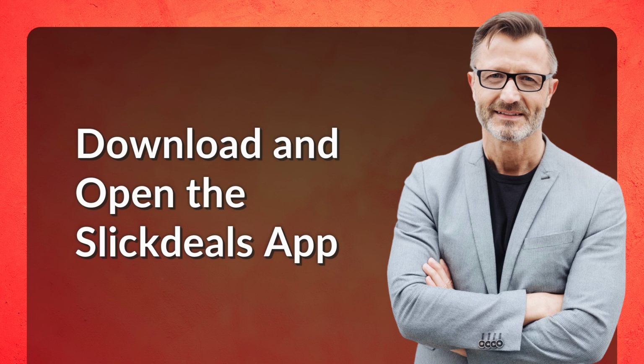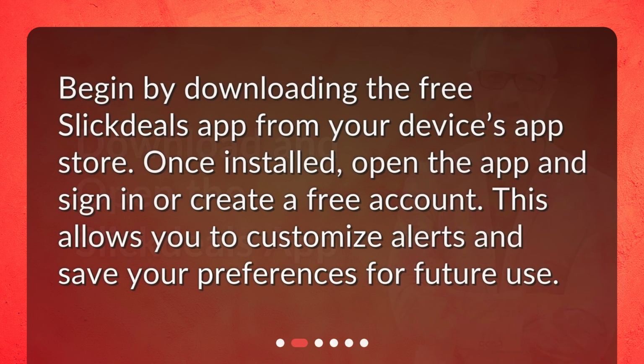Download and open the Slickdeals app. Begin by downloading the free Slickdeals app from your device's app store. Once installed, open the app and sign in or create a free account. This allows you to customize alerts and save your preferences for future use.